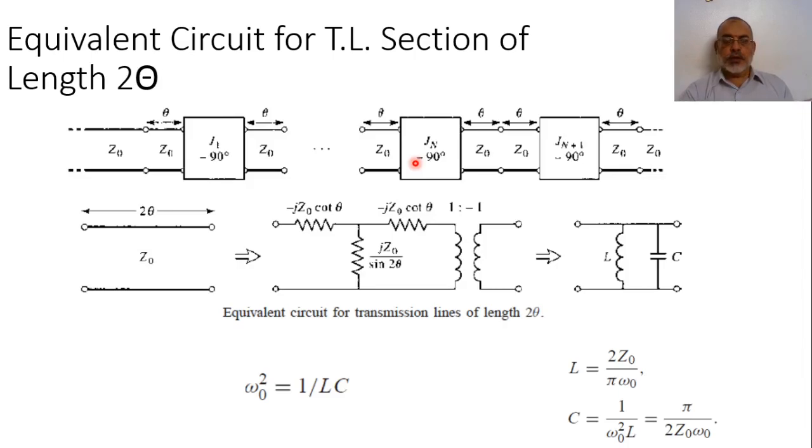So in this video we are going to study how to design a bandpass filter based on these cascaded inverters. Effectively, this equivalent circuit is composed mainly of three parts. The first part is a transmission line section of electrical length 2 theta, because we have here an electrical length theta connected to an electrical length theta. So this transmission line section is equivalent to a transmission line section of characteristic impedance Z naught and electrical length 2 theta.